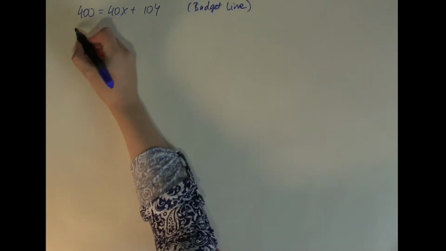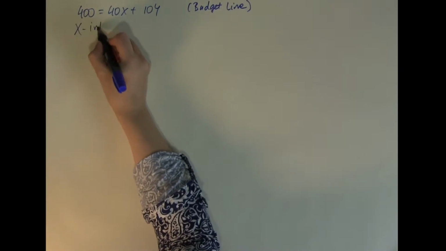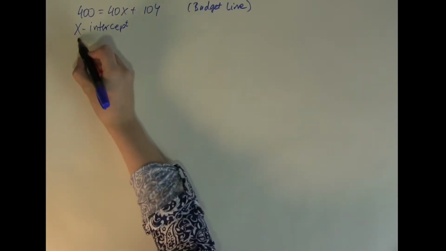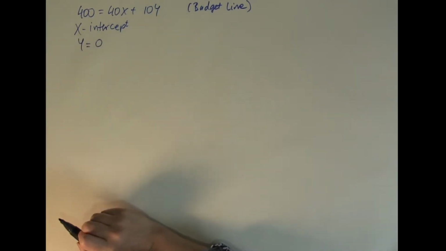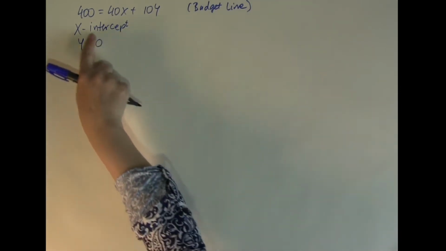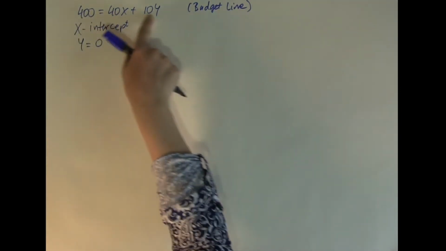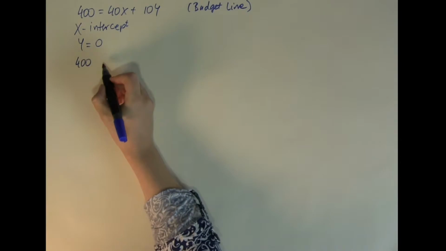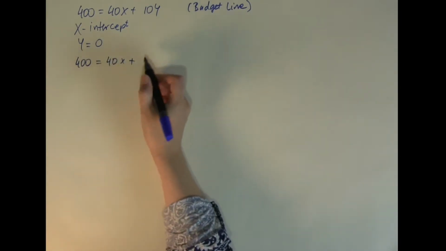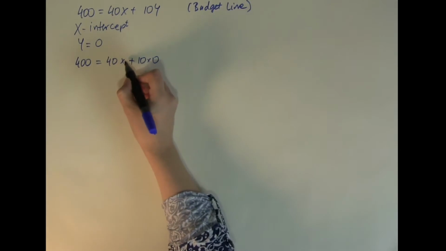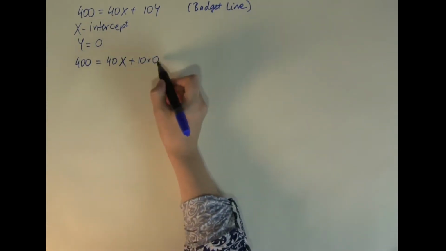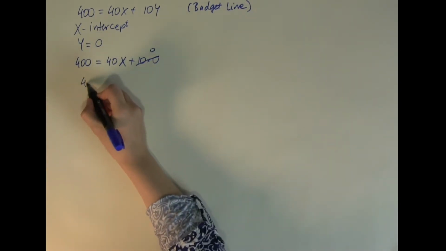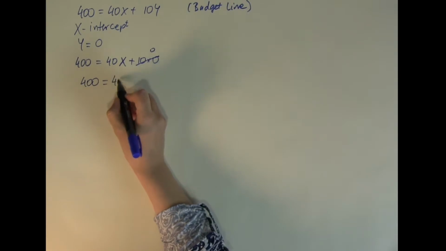So let's find the x-intercept. Well, we established that for the x-intercept, y is equal to 0. So all I need to do now is use this information, substitute this back into the equation, and then I can calculate the x-coordinate. So 400 equals 40x plus 10 times 0. Now 10 times 0 is just 0. 40x plus 0 is just 40x. So I've got 400 equals 40x.